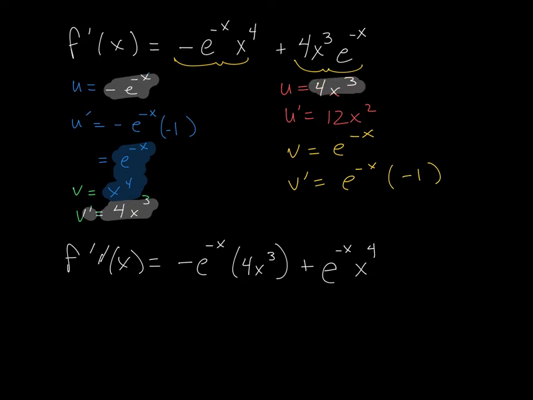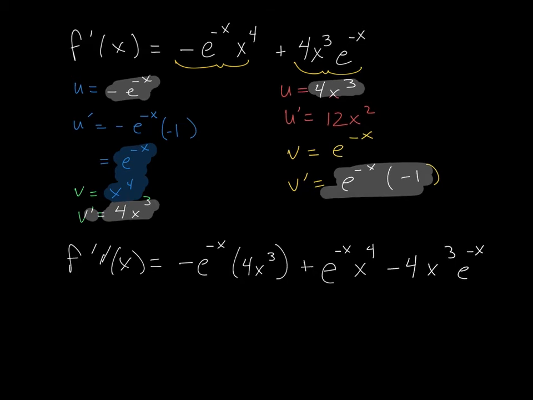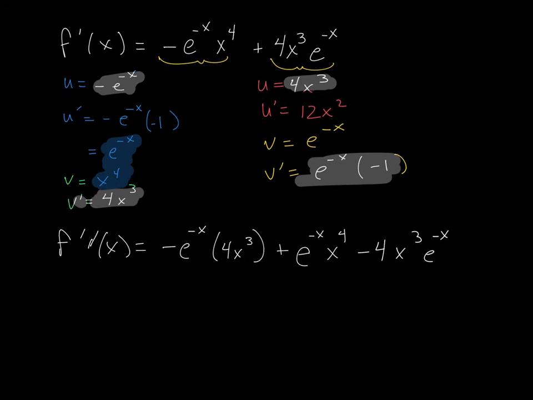the same way I did before: u times v prime, which gives me negative 4x to the third e to the negative x. And then the last piece that I need is my u prime times my v, and that gives me my plus 12x squared e to the negative x. Now there's a whole bunch of terms inside here. I would strongly recommend you go back and double check to make sure you have everything you need, your signs, and all of those values at this point.